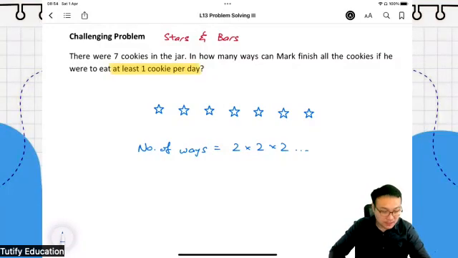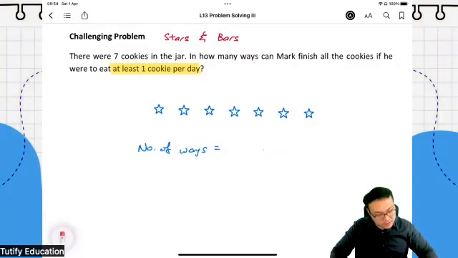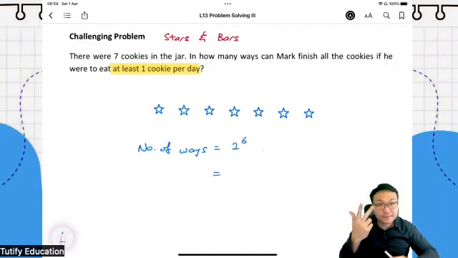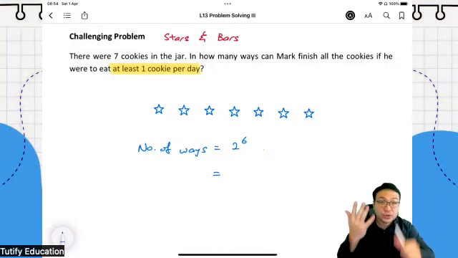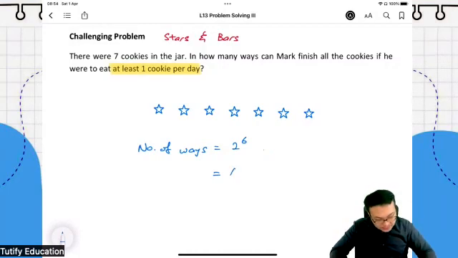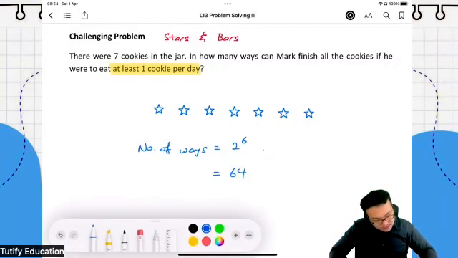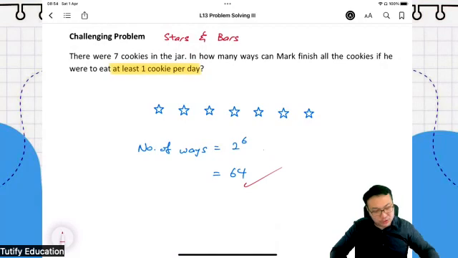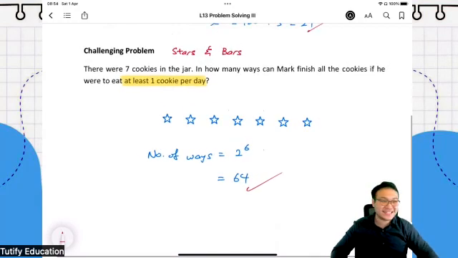Very good, students. I see a lot of you getting the correct answer. That means you need to take 2 to the power of 6, right? So 2 times 2 times 2 is 8. Times 2 again is 16. Times 2 again is 32. Times 2 again is 64. Very good. Well done, students.